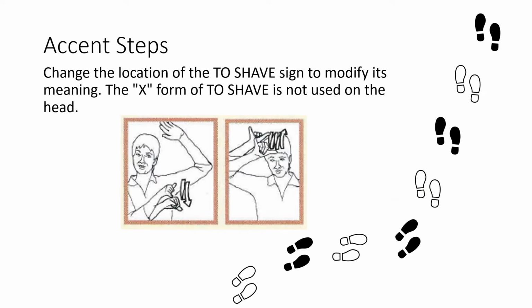Accent steps. Change the location of the to shave sign to modify its meaning. The X form of to shave is not used on the head. The images show on the left-hand side an illustration of the sign to shave under someone's arm with a Y hand shape, and the picture on the right shows to shave a head with the Y hand shape.